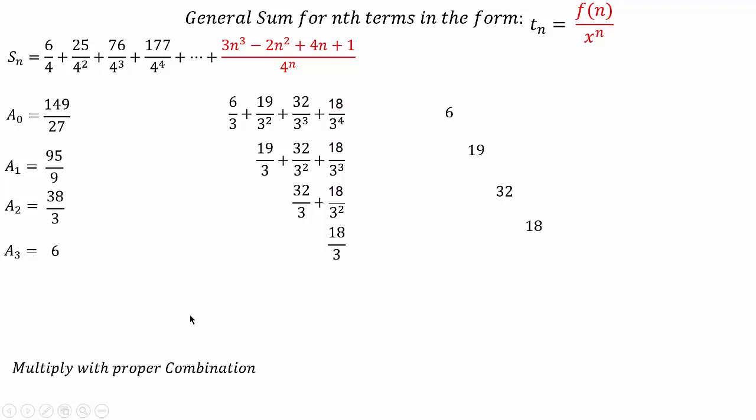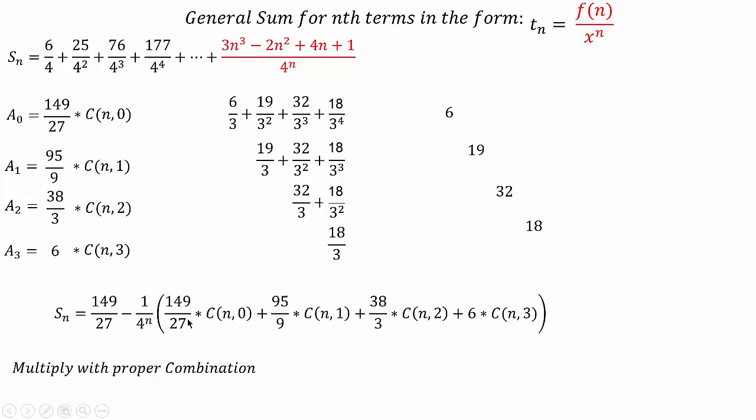Then we multiply with proper combinations. So this number is related with the combination C(n,0), since this is the 0th sum to infinity, and in the second term here is A1, so we multiply with C(n,1), and similarly we multiply with the combination of n taken 2 at a time, and we multiply it with C(n,3). Then the general term for the sum of nth term is given by the relation like this.